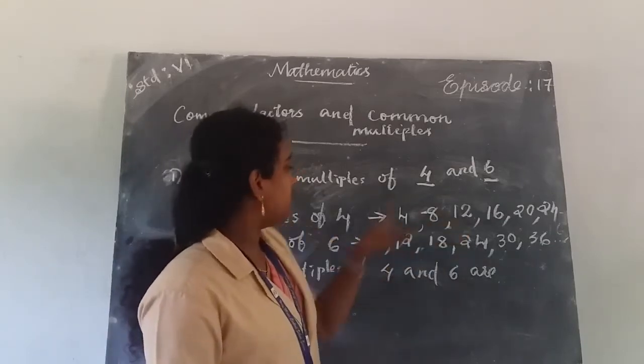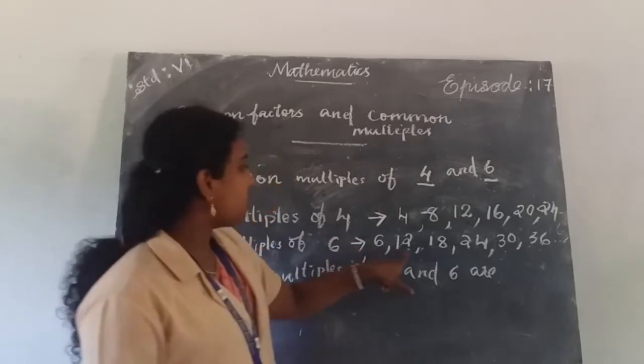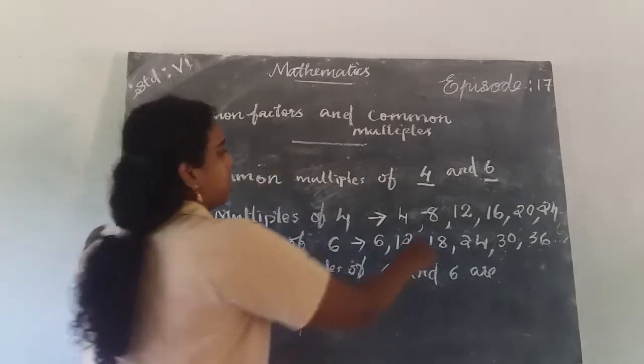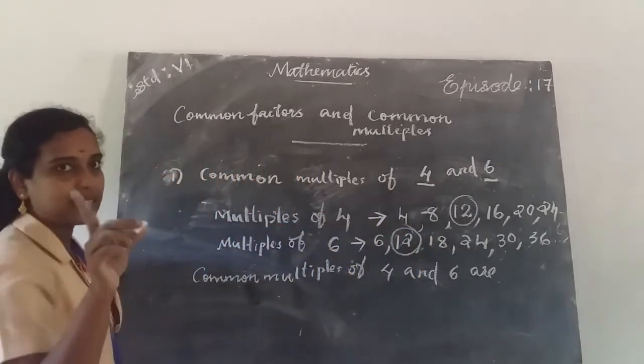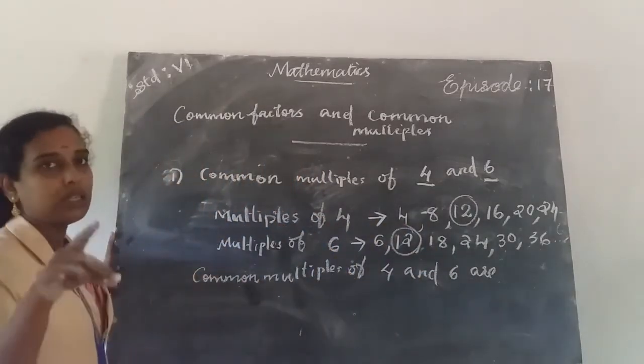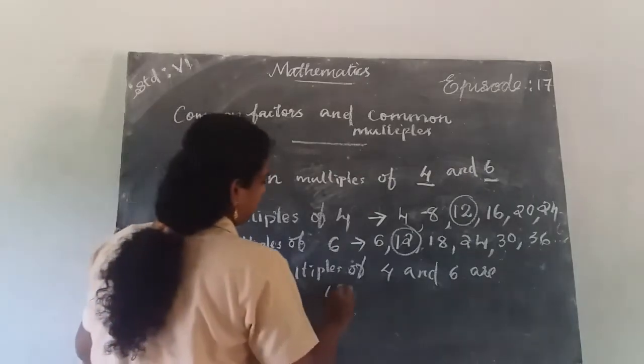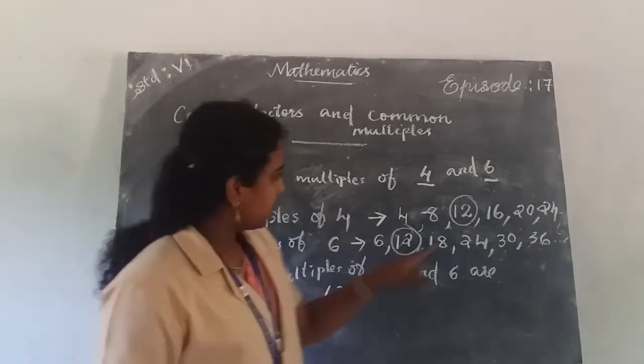And here 12. 12 is a multiple of 4, and 12 is also a multiple of 6. So you can say that 12 is the common multiple of 4 and 6. So 12. Then next 16.